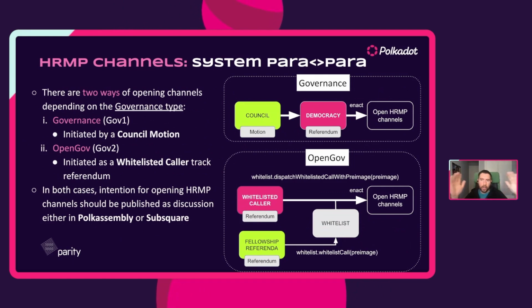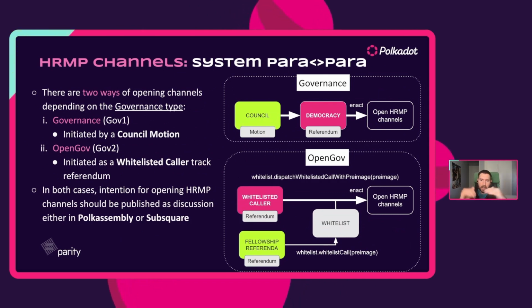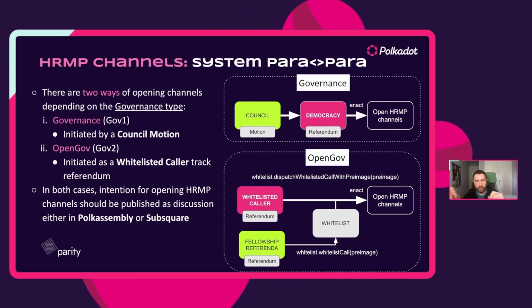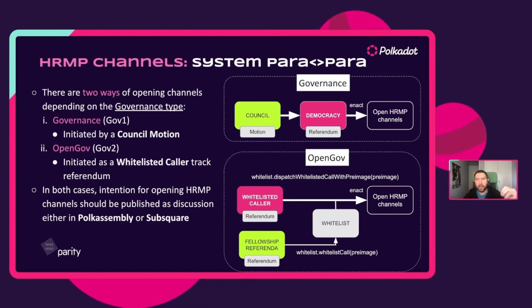On the other hand, if you are in Kusama, where there is already the new governance version 2, OpenGov, we have two different tracks that can happen at the same time. On one side, you have the whitelisted caller track with a referendum with the pre-image, which is the call that will open the HRMP channels. And on the other side, you have a fellowship referendum.